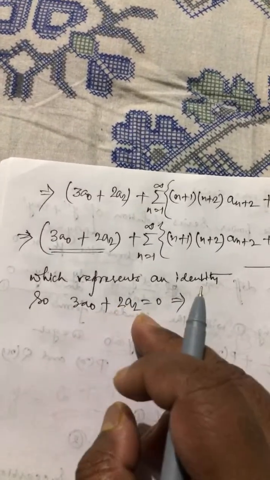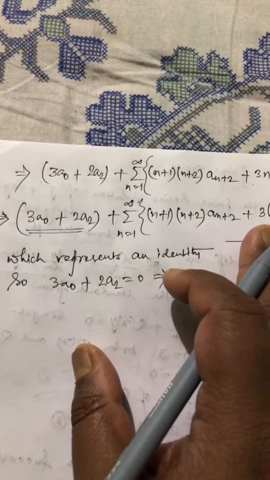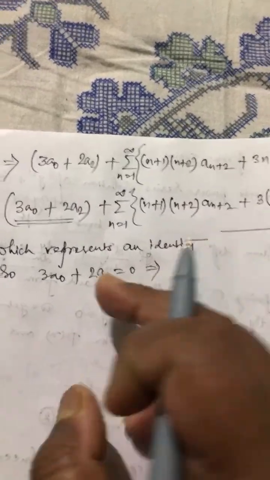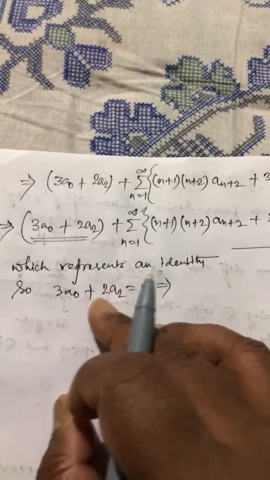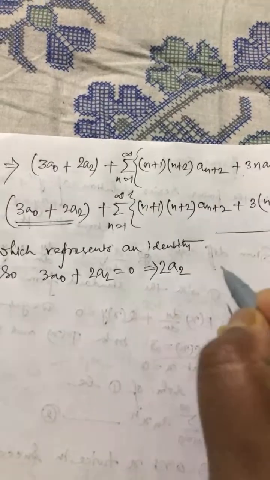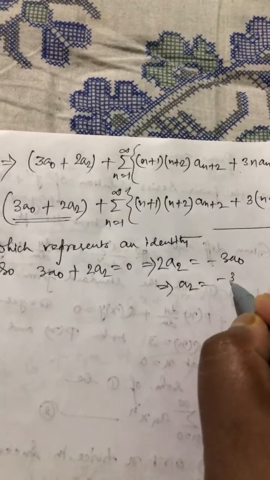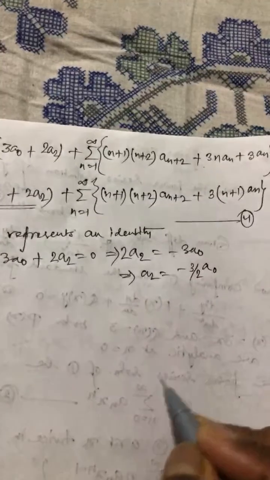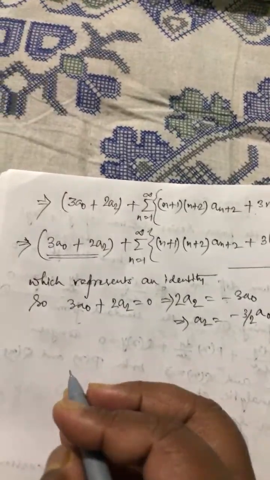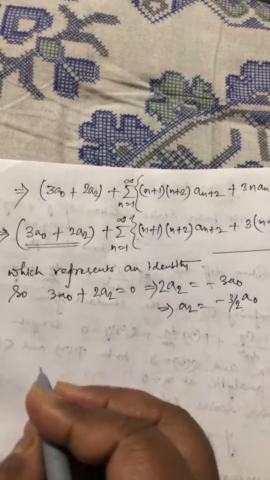Remember a naught and a1, these two constants should be preserved, and all other possible constants, as I told you in my previous class, should be expressed in terms of a naught or a1 or in their combined form. So 2a2 should be minus 3a naught, so a2 is minus 3 by 2 a naught. And now this expression is also 0.